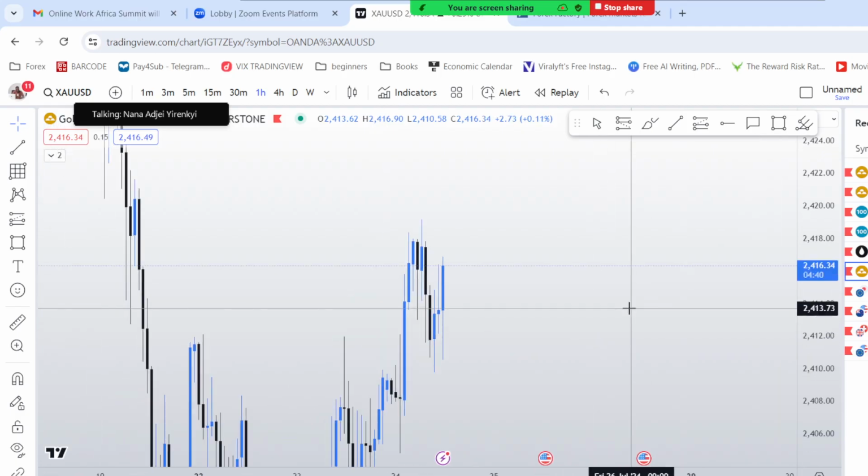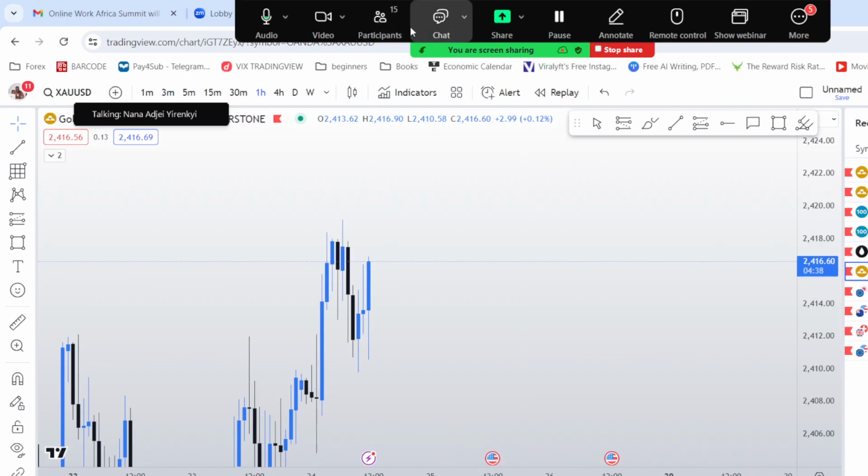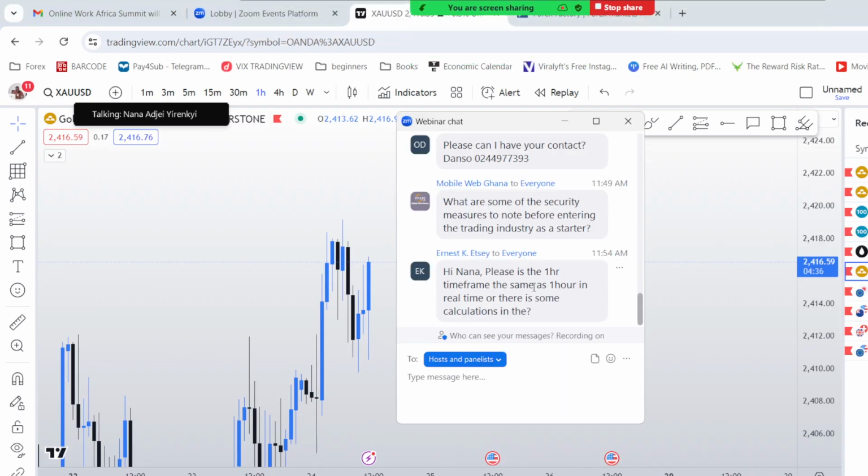It's actually 1 hour in real time, so you don't need any extra calculation. 4 hours is 4 hours real time, 1 hour is 1 hour real time, 1 day is 24 hours real time. So you can do that without any confusion.